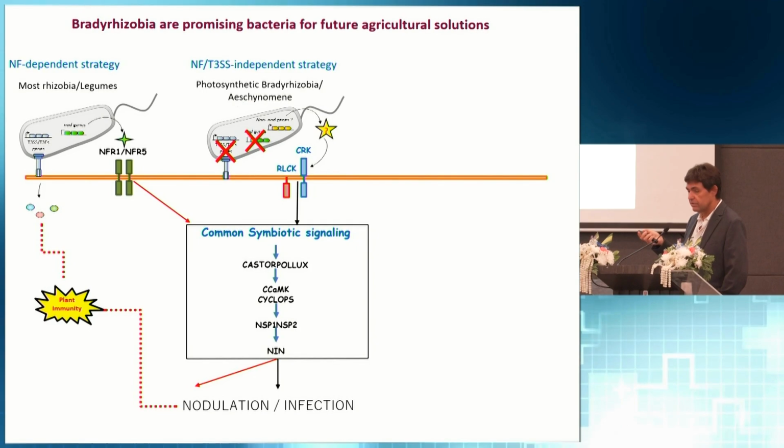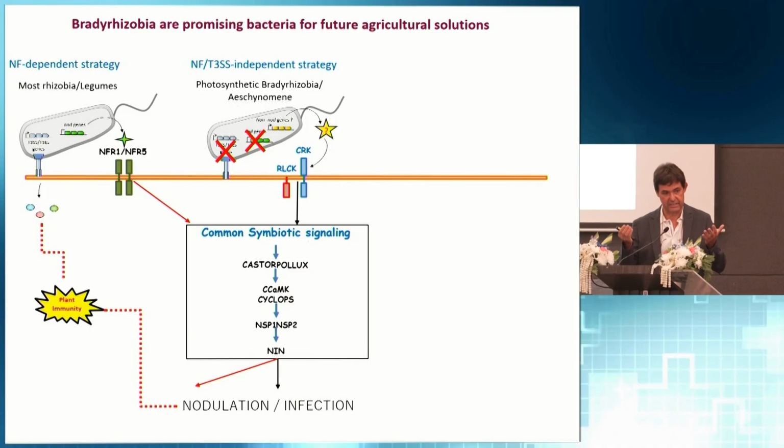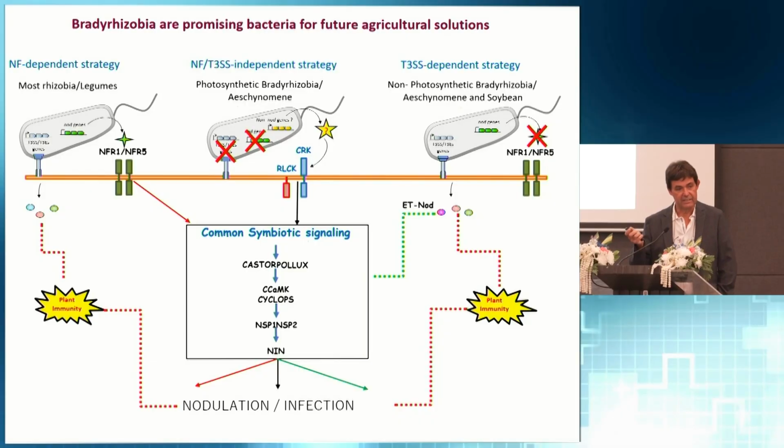There exists a second pathway, which is independent of the Nod factor and of the type III secretion system. We don't know yet which are the signal molecules that trigger the nodulation program in these cases, but we have identified some putative receptor of this signal. And finally, there exists a third process that does not depend on the nod genes, but relies on the type III secretion system and on a new class of effector that we call ET-Nod that are able to trigger the nodulation program and that act in synergy with other effectors that are necessary to repress the plant immune system and to promote the infection.